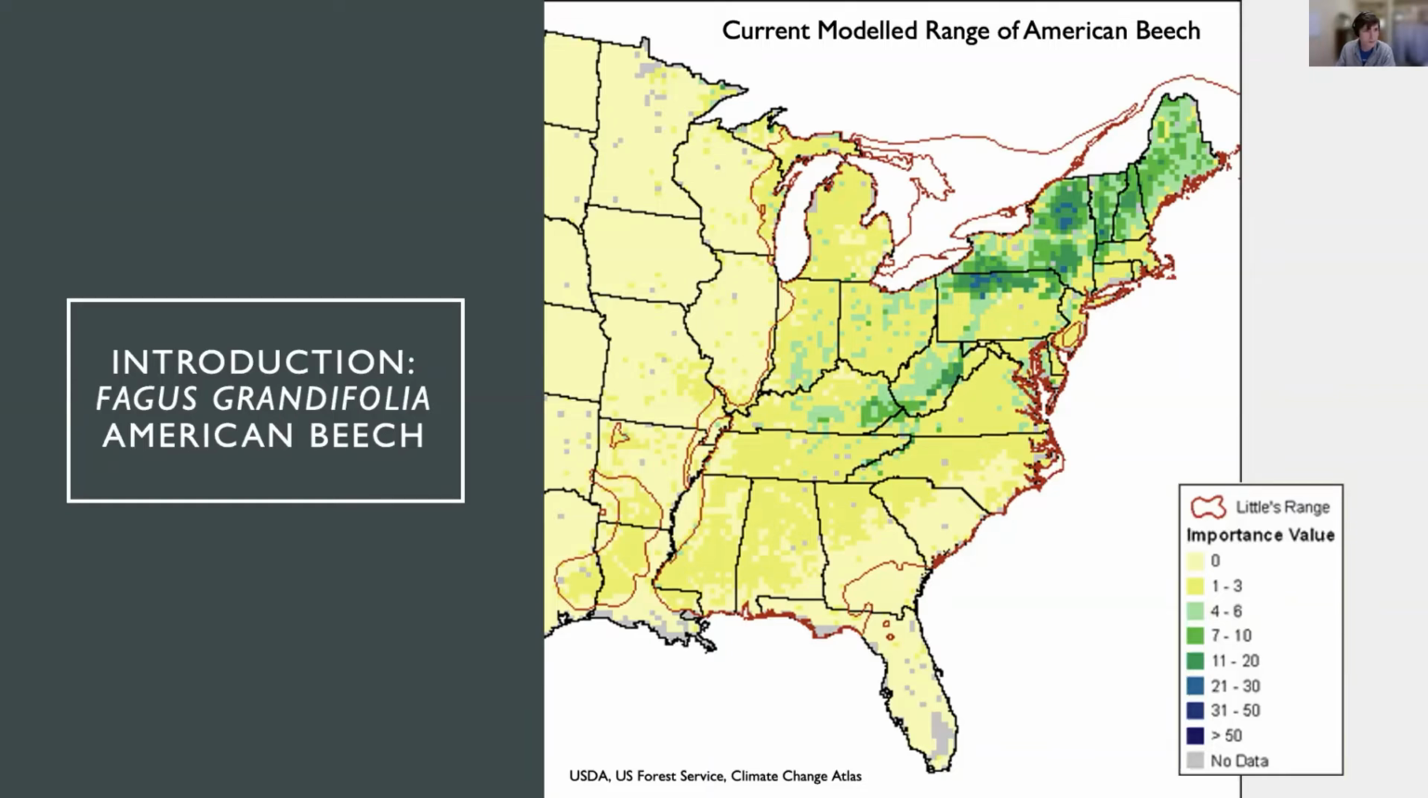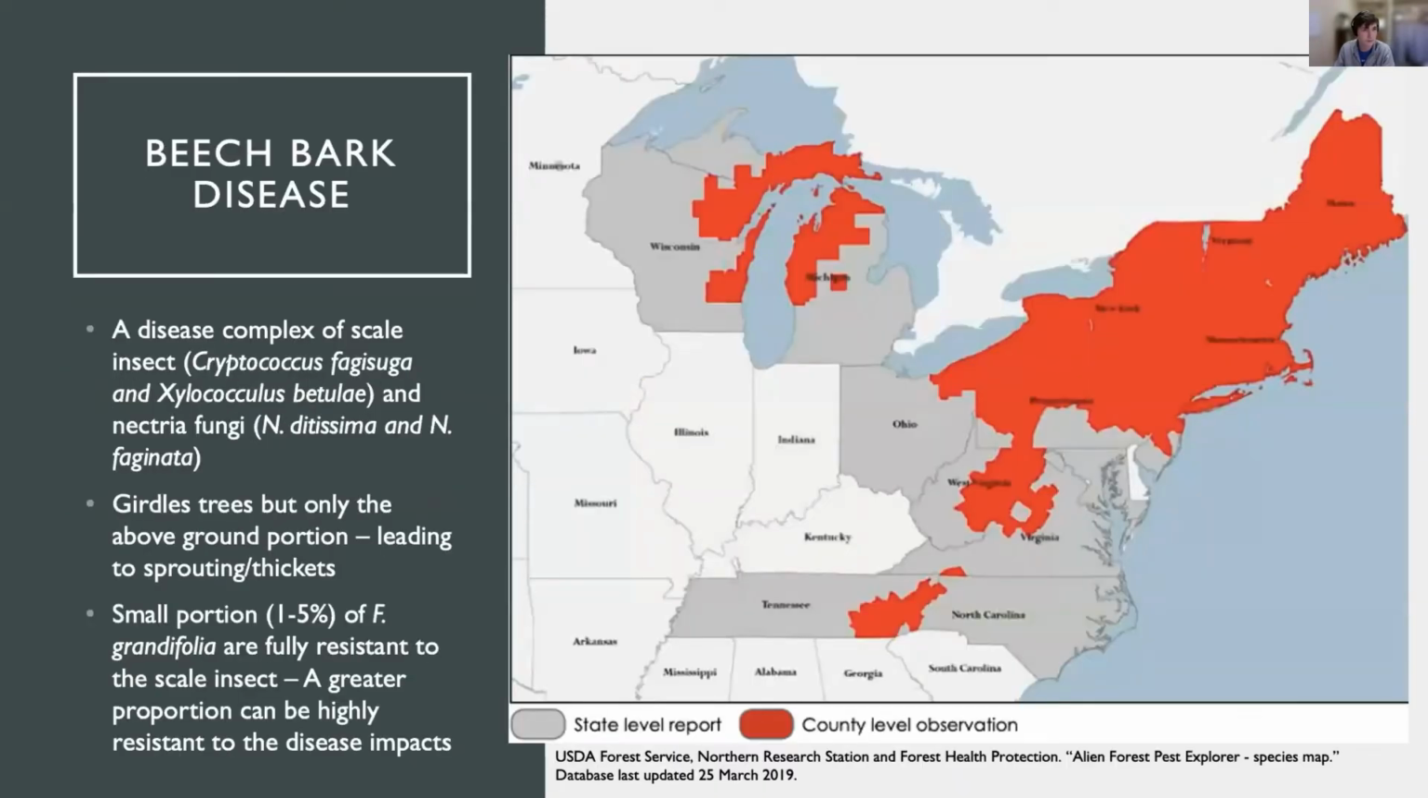But one of the issues with beech is beech bark disease. Beech bark disease was introduced in the very late 1800s, early 1900s in Nova Scotia. It has moved south since then. It is not a single organism. It is a disease complex of scale insects, and there's a couple species there. I won't burden you with my pronunciations. And Nectria fungi, also a couple of species, some introduced, some native.